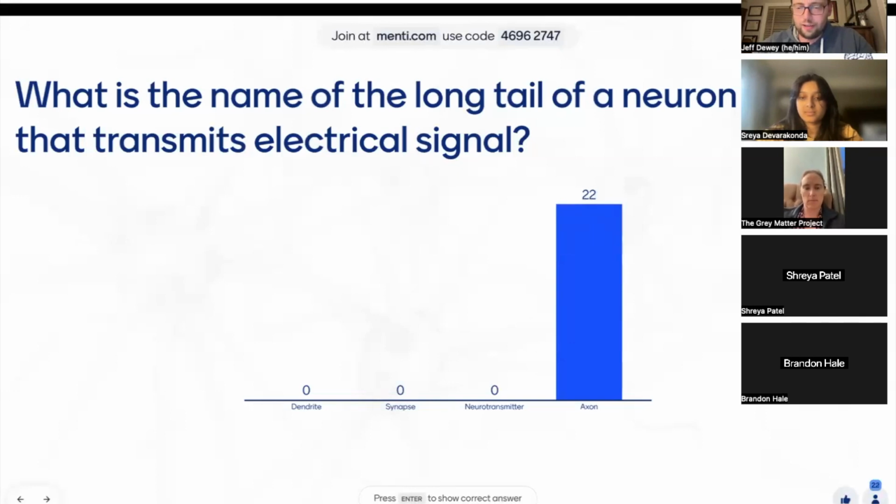I like that. Yep, so that's the axon. The dendrite is also a little small tail out of the neuron, but it's not the primary transmitter of electrical signal like the axon is. The synapse is the junction between the two, and the neurotransmitter is the chemical that travels from one neuron to the other neuron.